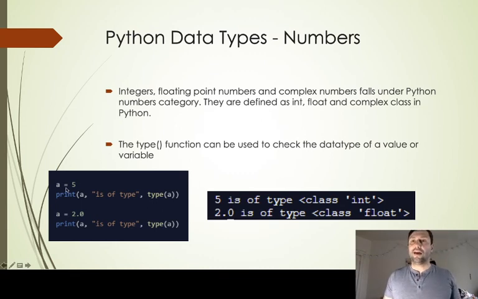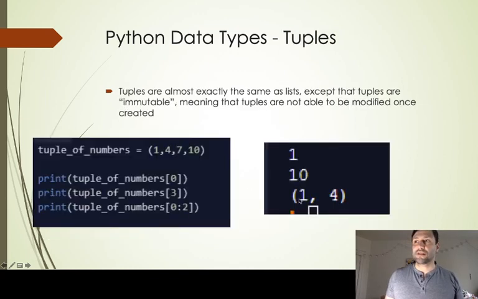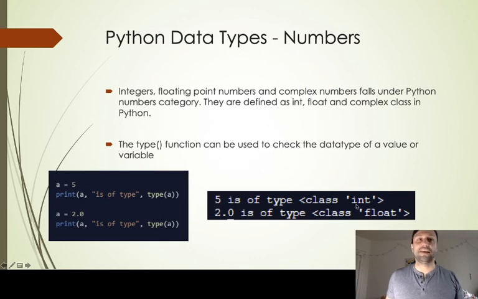So, for example, if we have a = 5 and we print "a is of type" and then type(a), we're going to get "5 is of type class int." And then 2.0 is assigned to a. When we assign 2.0 to a, "2.0 is of type class float."